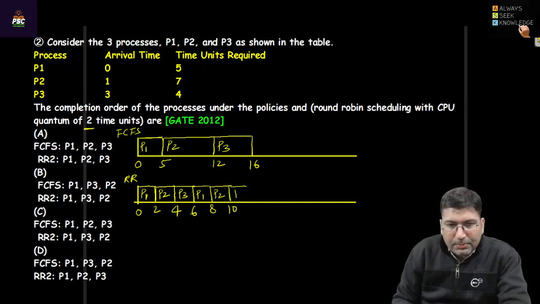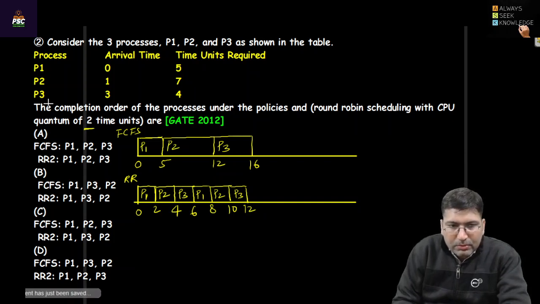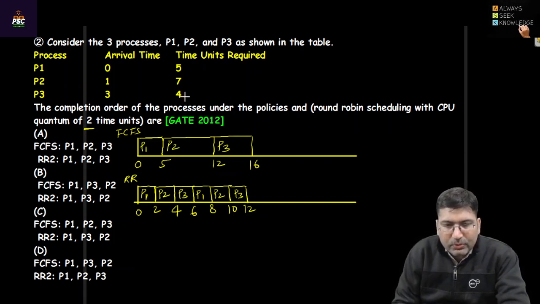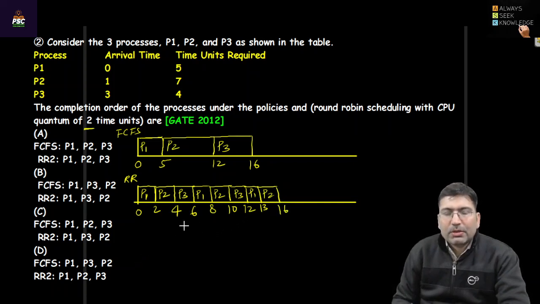Then P3 will be scheduled. P3 will consume 2 cycles, so till 12 it will be executing. Now this P3 has been done with its execution. Now when we schedule P1, P1 will consume only 1 cycle and it will be terminated by 13. Now the remaining 3 cycles of P2 it will consume and it will execute till 16. Okay, so this will be the possible Gantt chart for round robin.